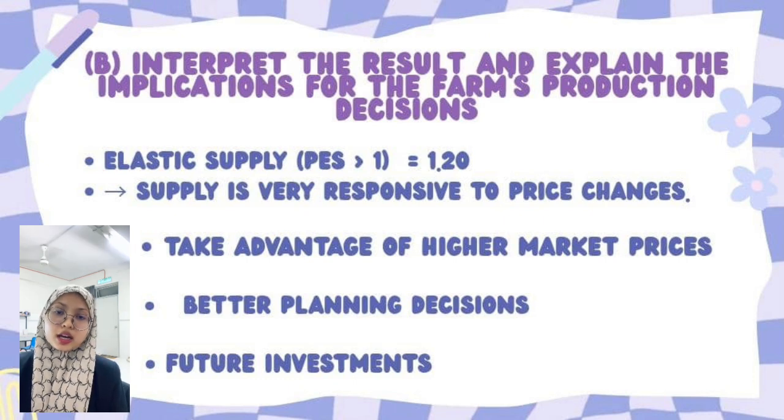In summary, a PES, price elasticity of supply, of 1.2 gives the farm a competitive edge, and knowing this helps them make smarter production and business decisions moving forward. That's all from me. Thank you.